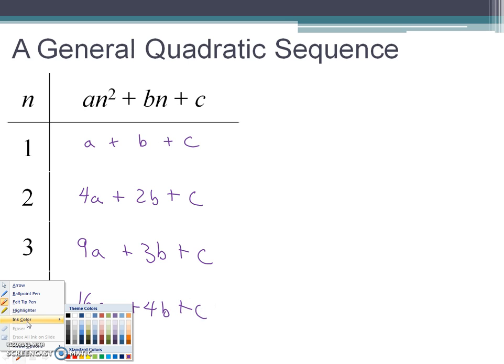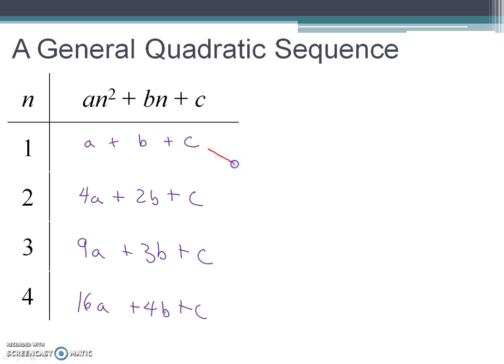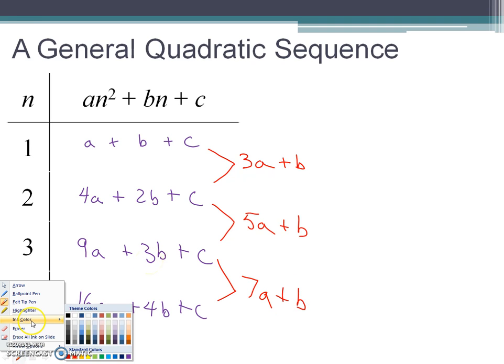Now, let's see what's going on here. Let's subtract to find a common difference. 4a minus a, you get 3a. 2b minus b, you get b. And c minus c is of course 0. 9a minus 4a is 5a, 3b minus 2b is b, c minus c is 0. 16a minus 9a is 7a, and this is b, of course. So that's the common difference amongst those terms.